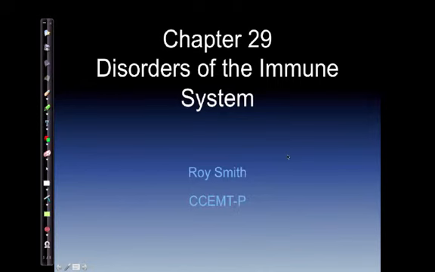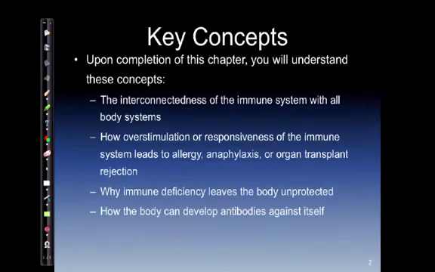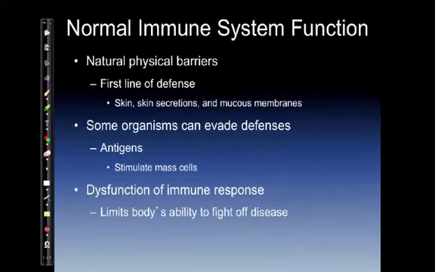This is going to be Chapter 29, Disorders of the Immune System. And key concepts. Upon completion of this chapter, you'll understand the interconnectedness of the immune system with all the bodily systems, how overstimulation or responsiveness of the immune system leads to allergy, anaphylaxis, or organ transplant rejection, why immune deficiencies leave the body unprotected, and how the body can develop antibodies against itself.